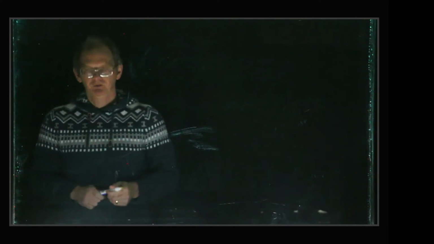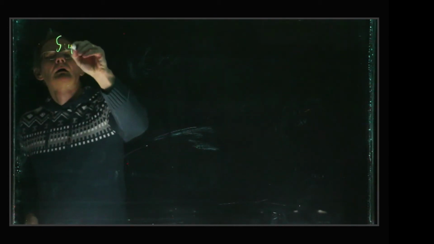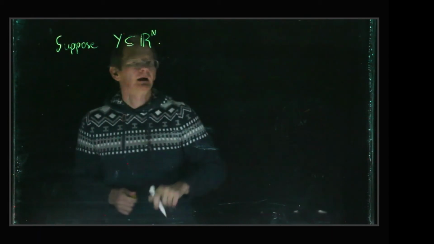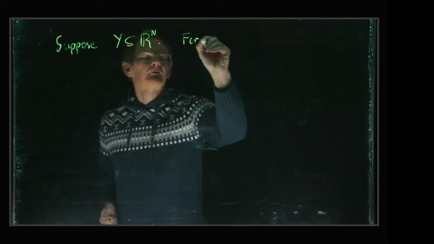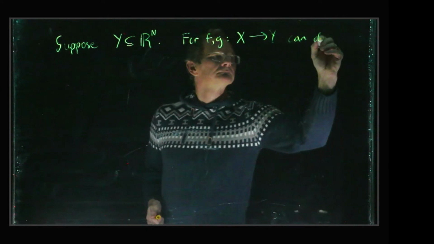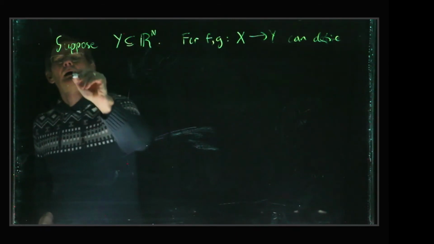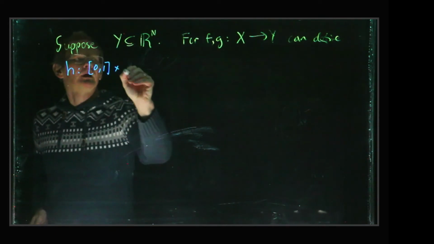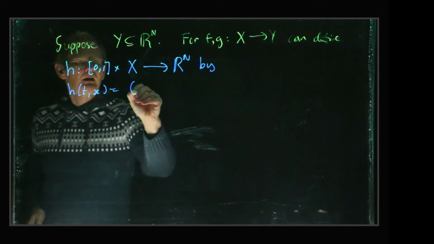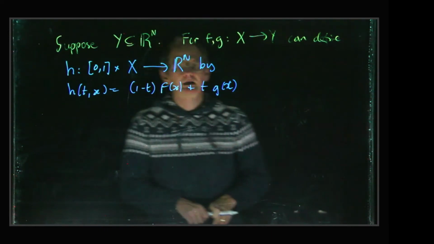So one other kind of construction that we'll use in various places is linear homotopies. So let's just discuss that. Now let's suppose that Y is a subspace of the Euclidean space R^n. Then if we've got two continuous maps, say f and g from X to Y, then we can define a map h from [0,1] cross X to R^n by h(t,x) = (1 minus t) f(x) plus t g(x). Okay, so this is kind of on the straight line from f(x) to g(x).